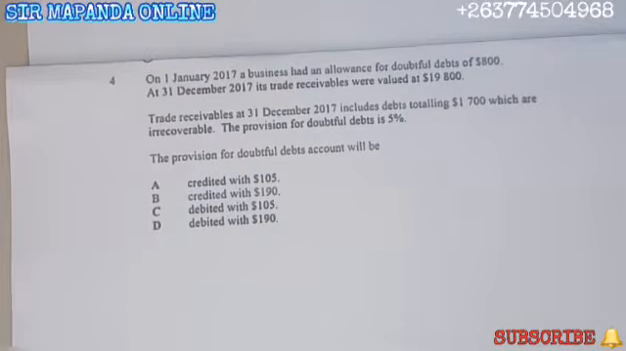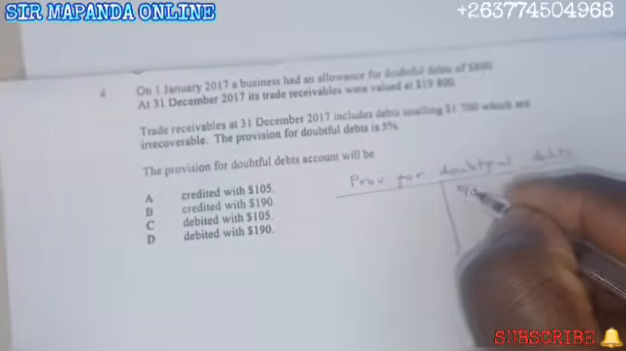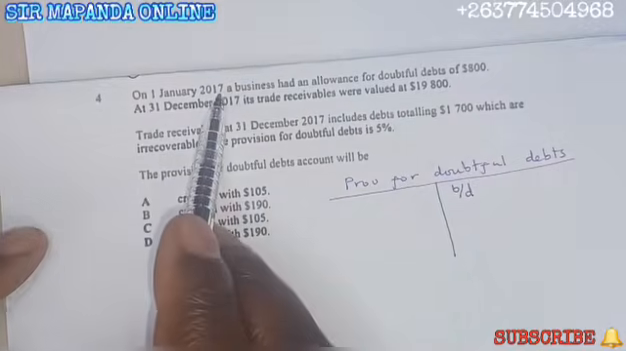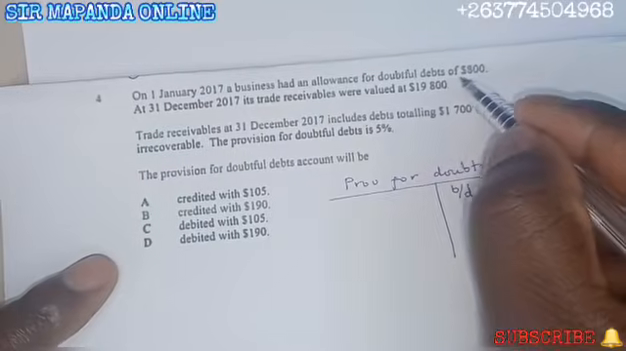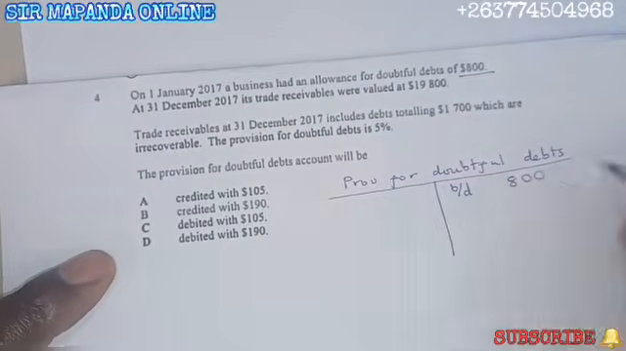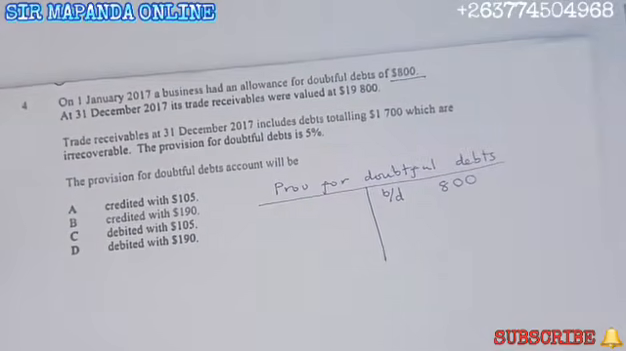Here comes the question. The provision for doubtful debts account will be, right? So I'm going to prepare the provision for doubtful debts account. It has a balance BD on the credit side. And the balance BD, it refers to the provision as at 1 January 2017. We are talking of $800. So I'm going to write 800 on balance BD. I hope you are following class.